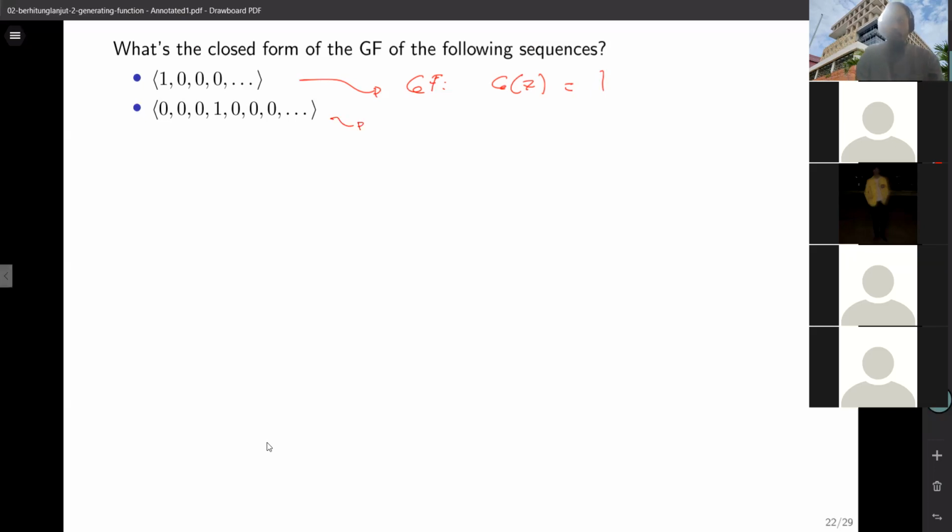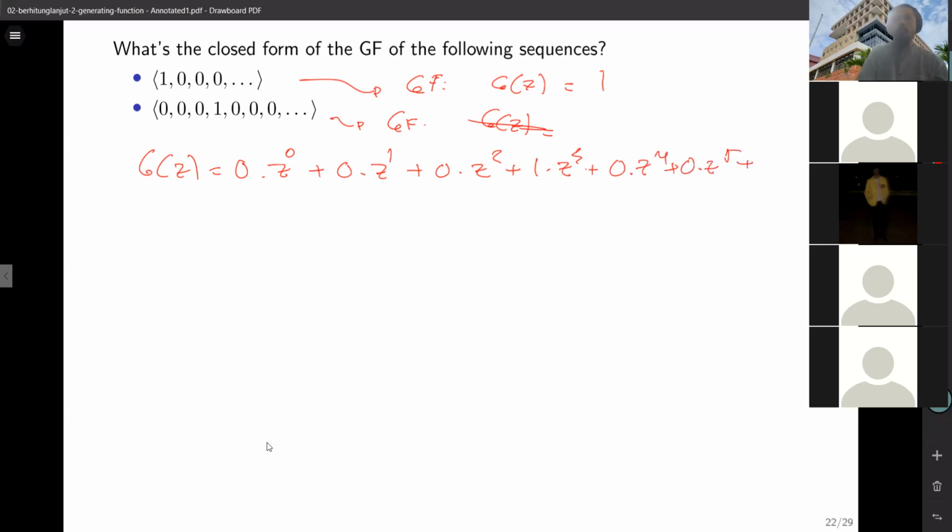What about this one? Okay, z cubed. So how do we get z cubed then? Well, G(z) is 0 times z to the power of 0 plus 0 times z to the power of 1 plus 0 times z squared plus 1 times z cubed plus 0 times z to the power of 4 plus 0 times z to the power of 5 and so on. So we only have this term, right? So that is z cubed. This is already a closed form.